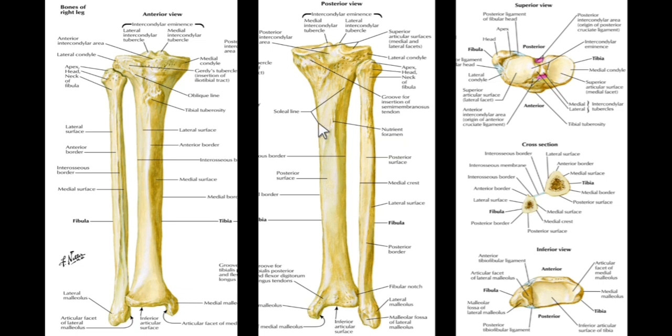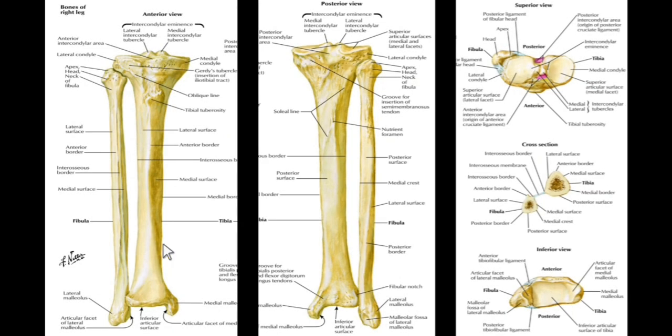Now the last surface is the medial surface. It lies between the anterior border and medial border. You can feel this medial surface because it is subcutaneous throughout. One feature which I left is the tibial tuberosity. You can feel this tibial tuberosity with your hands just below the knee joint.